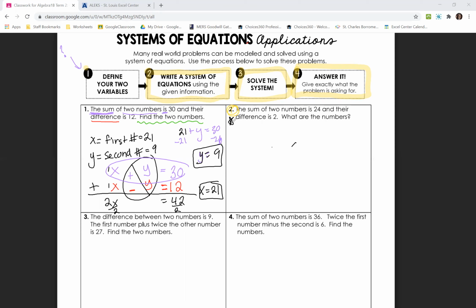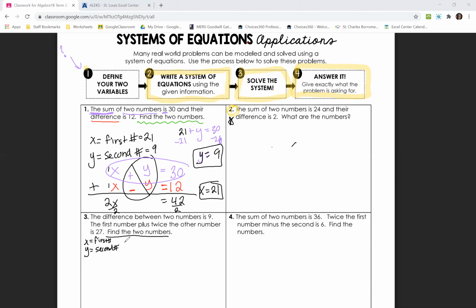All right, let's do number 3. The difference between two numbers is 9. The first number plus twice the other number is 27. Find the two numbers. Once again, we're finding two numbers, so I'm going to let x and y be the first number and the second number. It really doesn't matter which one was which.